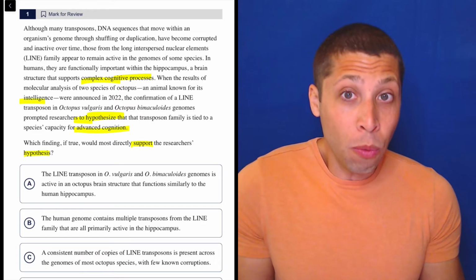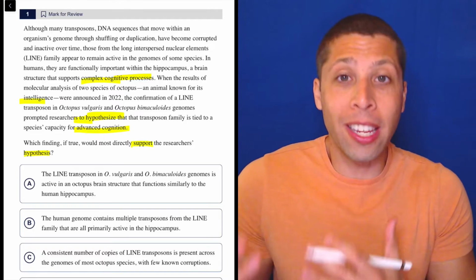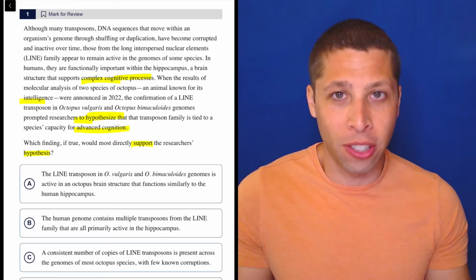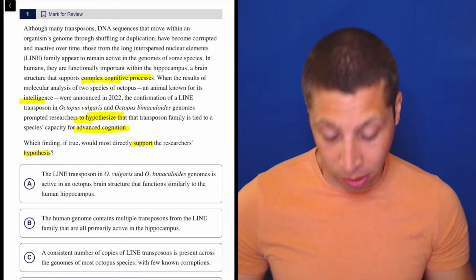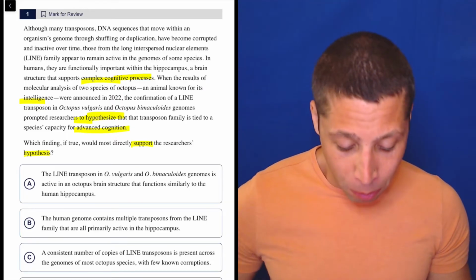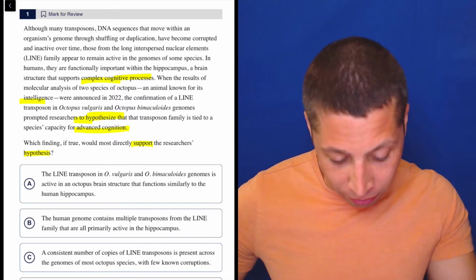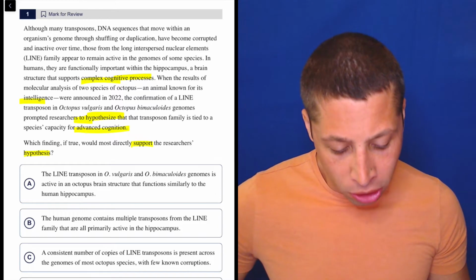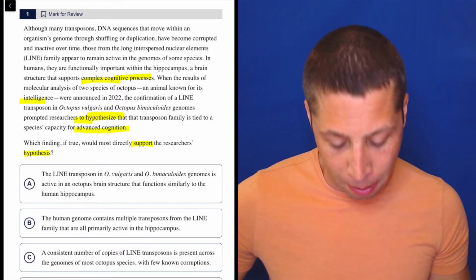So I don't know what to look for here. I don't know what the answer choice will be, but I know it's going to have something to do with intelligence in some way. So let's just see what we get in the choices. A, the LINE transposon in O. vulgaris and O. bimaculoides genomes is active in an octopus brain structure that functions similarly to the human hippocampus.